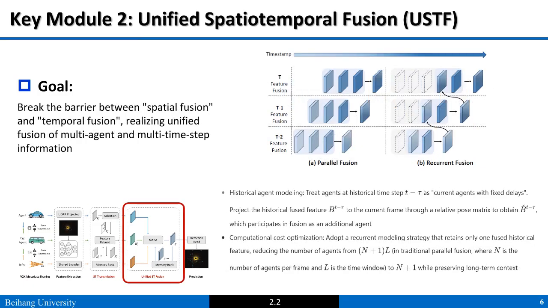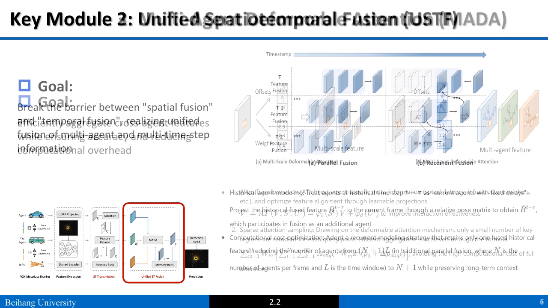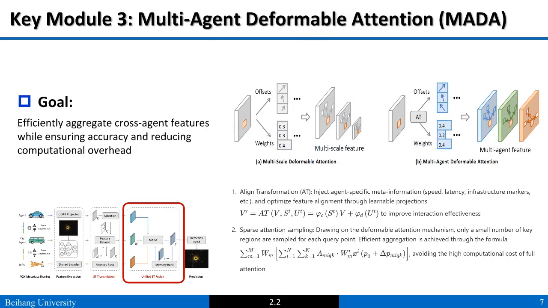Our second key module breaks the barrier between spatial fusion and temporal fusion. We treat agents at historical time steps as current agents with delays. We project historical features to the current frame, allowing them to act as additional agents for fusion. We also adopt a recurrent modeling strategy to reduce computational cost while preserving long-term context. This module efficiently aggregates cross-agent features while reducing computation.